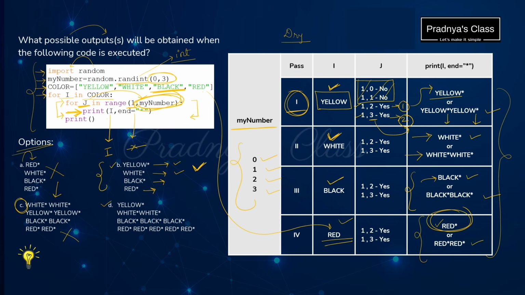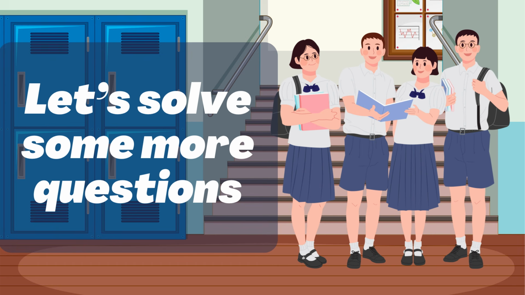Now there is one more option, that is D. Let's check. We may get more than one output. The first value is yellow star once. Yes, that is possible. Look at the next value. White star 2 times. Yes, that is also possible. In the third value, black star is 3 times. This is not possible. We get at most 2 times, not 3 times. Now we can conclude that our correct option is option B. Hope you understood this explanation.